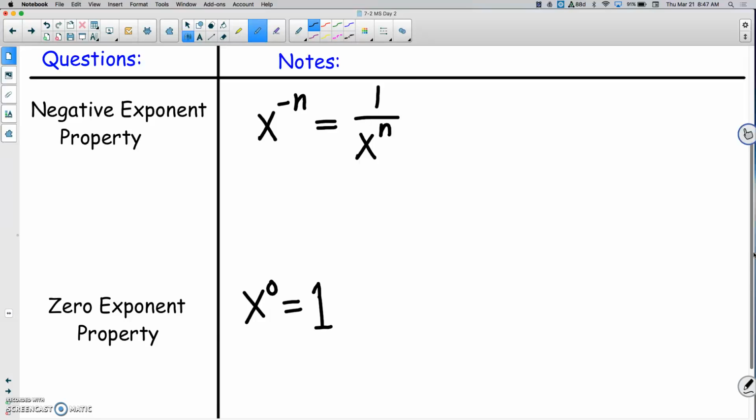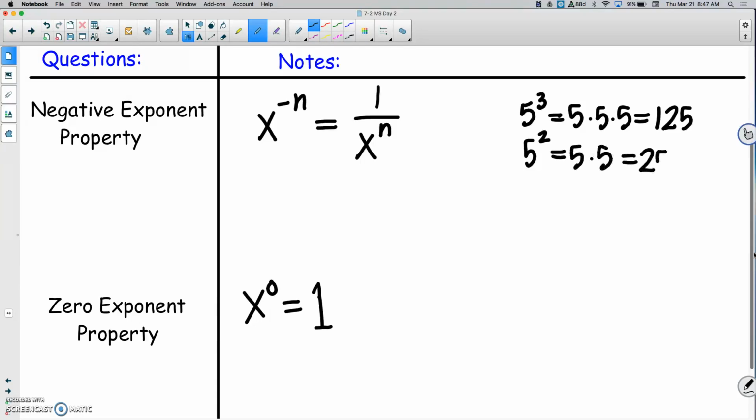Now I'm going to show you an example where maybe you can see the pattern to see why these rules are what they are. So I'm just going to start with the number 5. So 5 to the third power means 5 times 5 times 5, which is 125. 5 to the second power means 5 times 5, which is 25. 5 to the first power means you only have one 5.